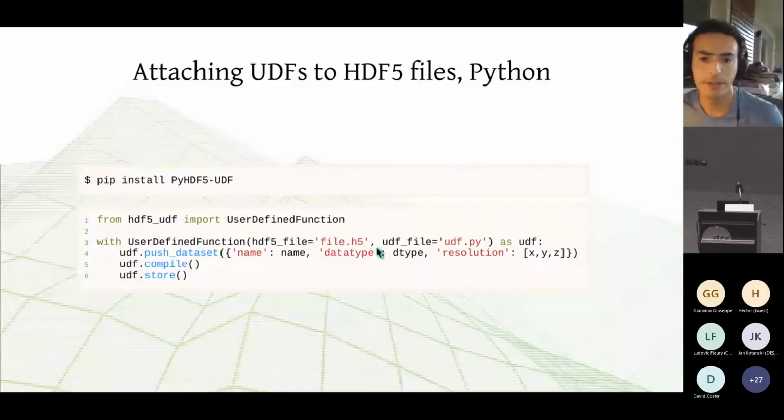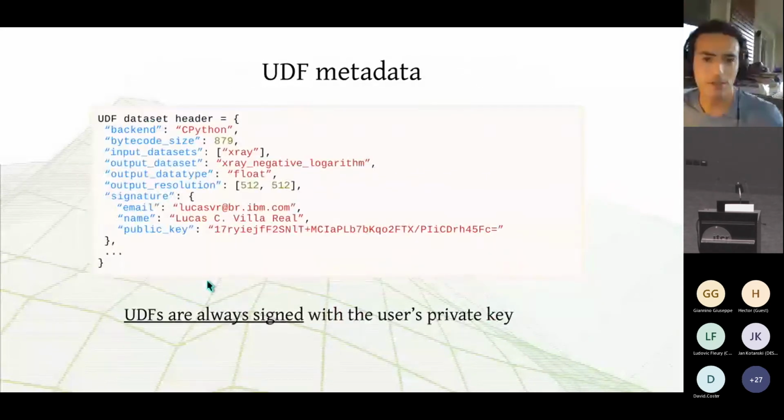You provide the input files as part of the constructor. Then you can call an API to push the description of this data set, compile, and store it. It's quite simple. And regardless of which method you use to create a UDF and attach it to an HDF5 file, you end up with a metadata that looks like this.